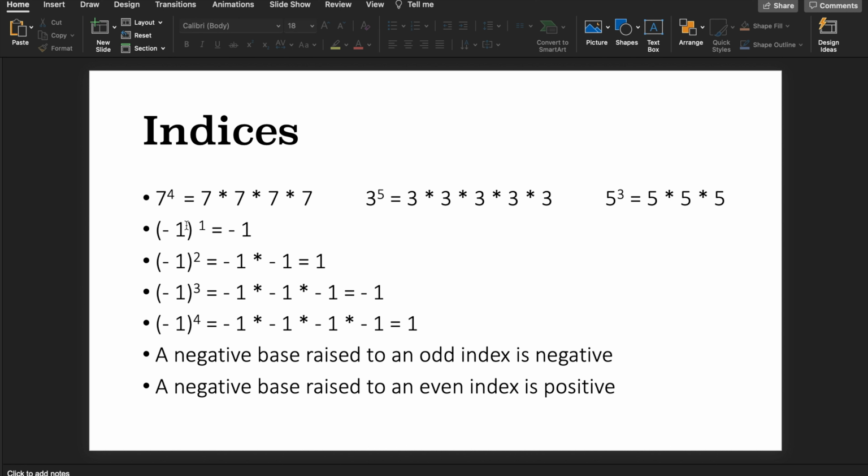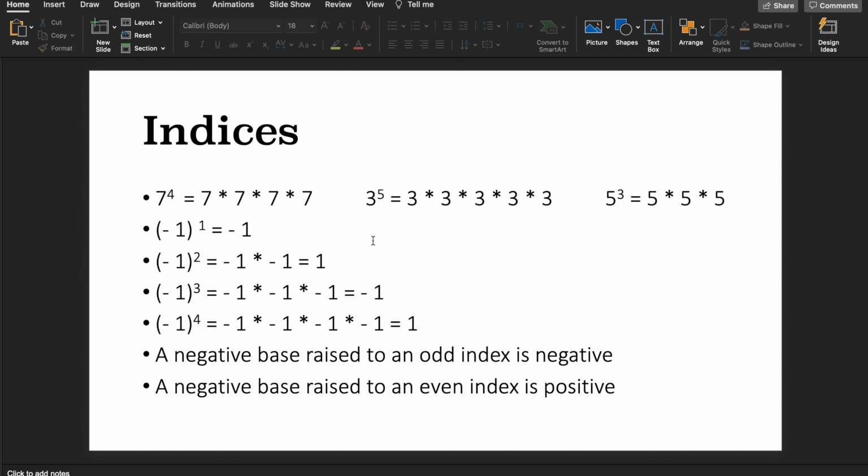So we know that these are the concluding things. A negative base raised to an odd index, this is the index, is negative, and a negative base raised to an even index is positive. So minus 1 is a negative number, and when it's raised to an even index, it would be positive.